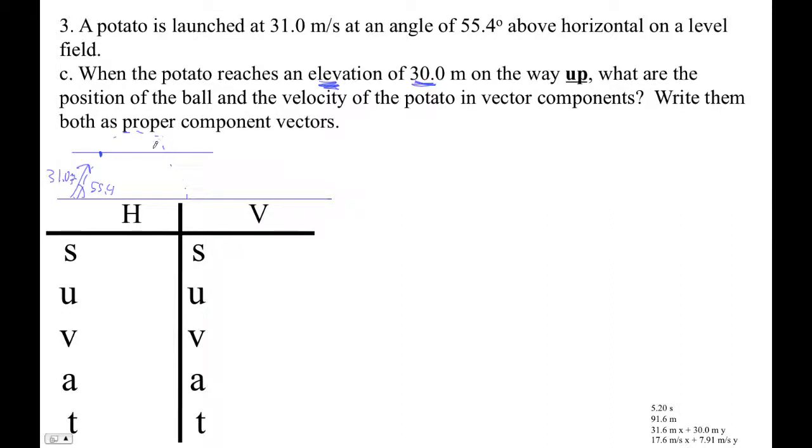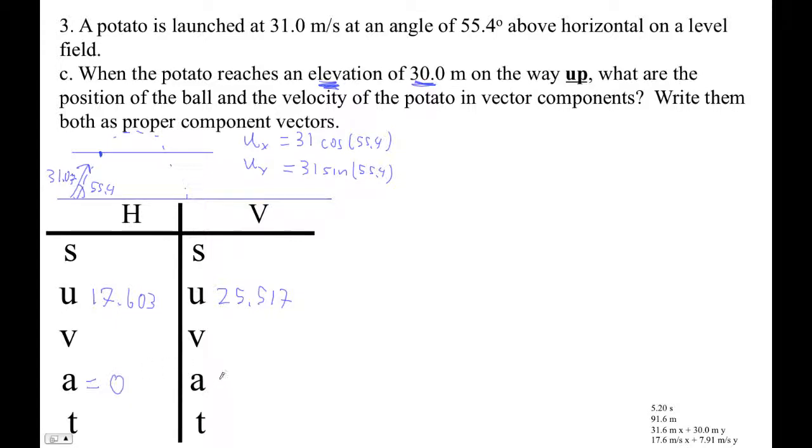in proper component vector notation. So when I did this, remember that our x component and our y component, our initial velocities, are just from sine and cosine. So the x component is 31 cos of 55.4, and the y component is 31 sine 55.4. Those worked out to 17.603 and 25.517. Okay, so those are our initial velocities.